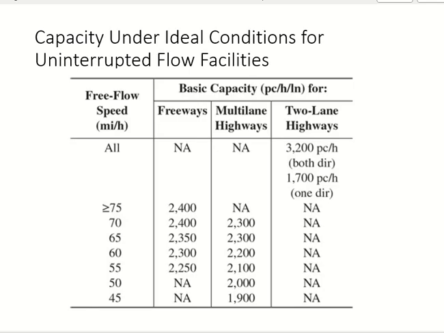These are capacities under ideal conditions at uninterrupted flow facilities. We have 3 of them: freeways, multi-lane highways, 2-lane highways. You can see the values for these highways depend upon the speed. Speed changes, capacities also change. Clear? All of them have the same units, which is passenger cars per hour per lane. These are the standard units for capacities in the highway capacity manual. The highway capacity manual gives you capacities in passenger cars per hour per lane.